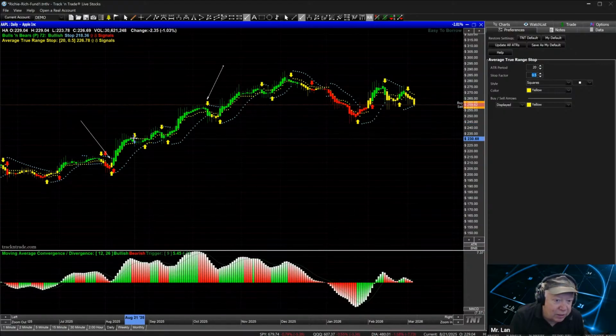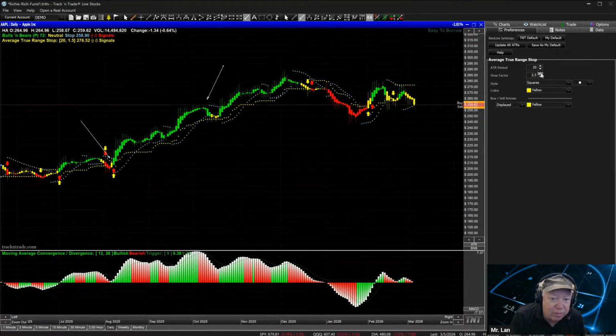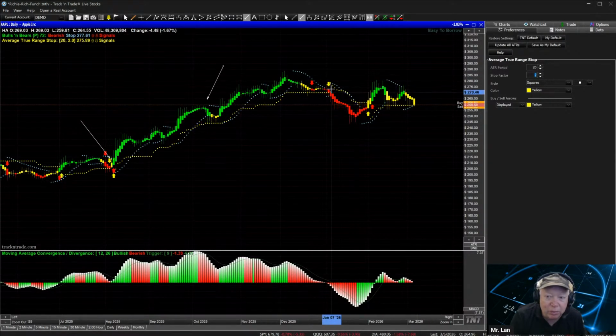See, and then if we get a little tighter, it crosses here, crosses there, crosses here, crosses here. We're getting a little too tight. We get stopped out too often. Or you can pull it way back and not get stopped out until way up here. So it's just where you feel comfortable.